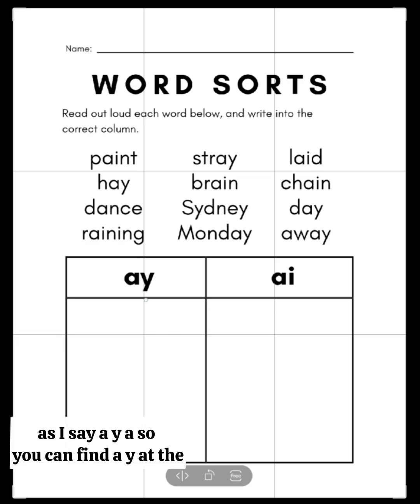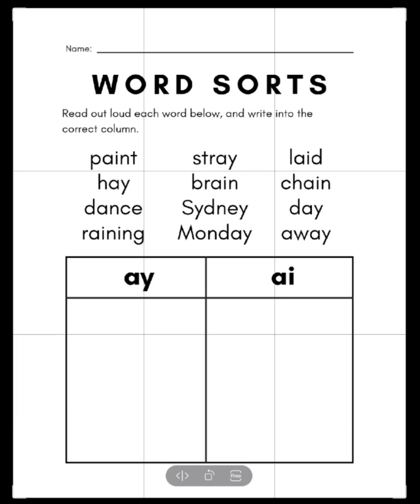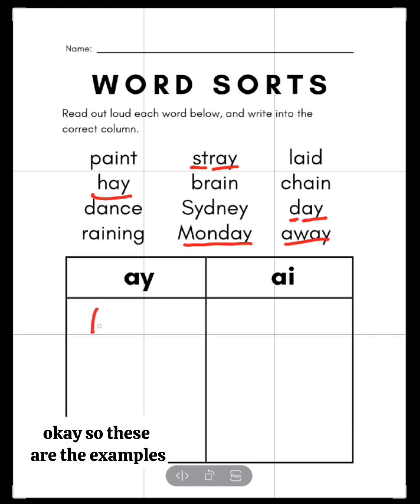As I say, A-Y, A. So you can find A-Y at the end of the word, like here. Ray, stray, then day, then away, then hey, then Monday, Tuesday, Wednesday. Okay, so these are the examples.